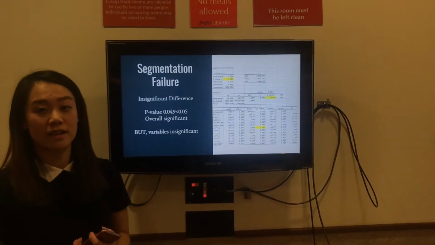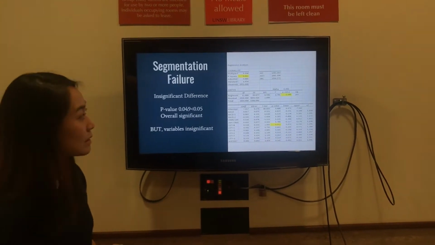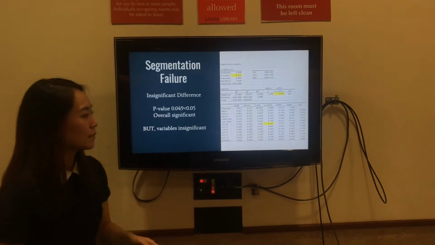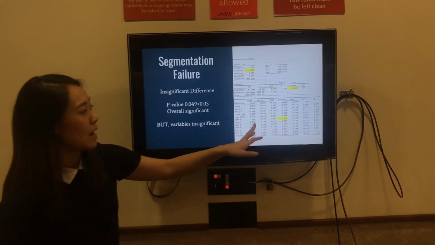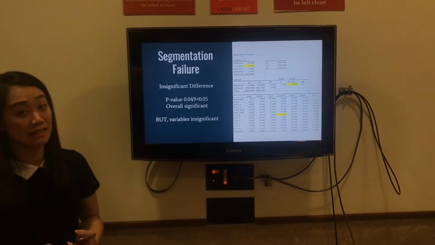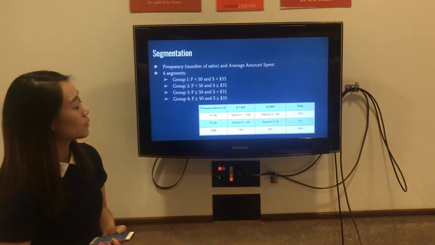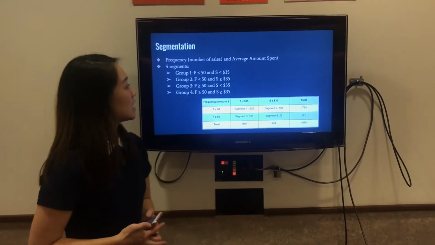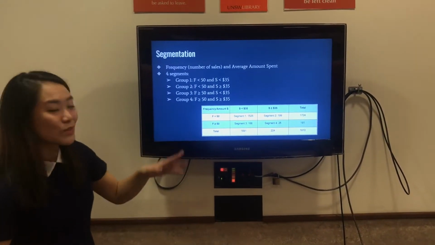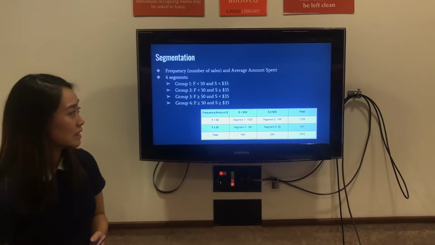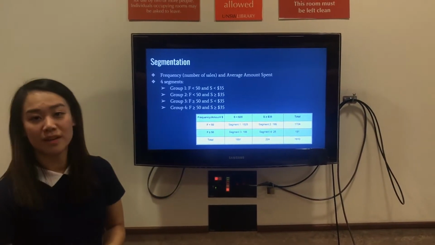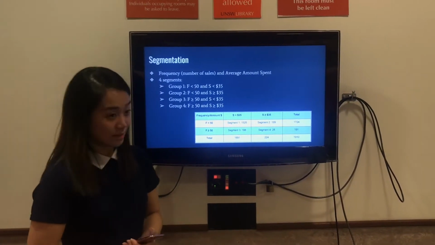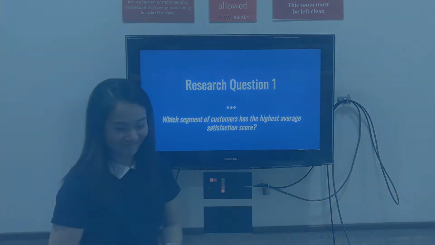However, once we ran the multiple regression analysis, we realized that overall the equation is significant. However, when it comes to the individual demographic factors, most except for one of them are actually insignificant. So what we did was we segmented the customers based on the frequency, so the number of sales, and the average amount spent. And we came up with 4 segments. In group 1 and 2, both of them have less than 50 transactions, and in group 3 and 4, both have more than 50 transactions, more or equal to 50 transactions. And now we will look at research question 1, and I will pass on to Billy.